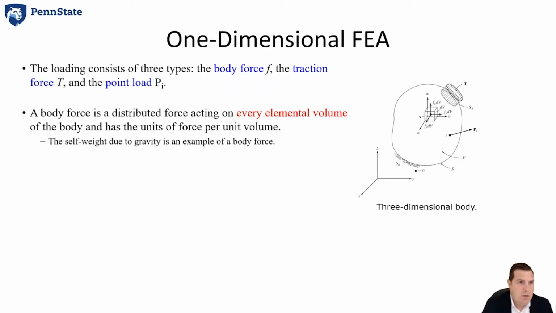Okay. So the loading, we talked about this before. We have F, T, and point load. The body force is distributed, acting on every elemental volume of the body, and has units of force per unit volume. Self-weight due to gravity in this example is an example of a body force. Okay, so if you had gravity acting on this particle, you could have a body force there.